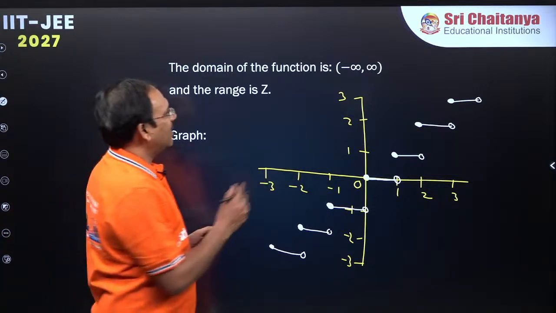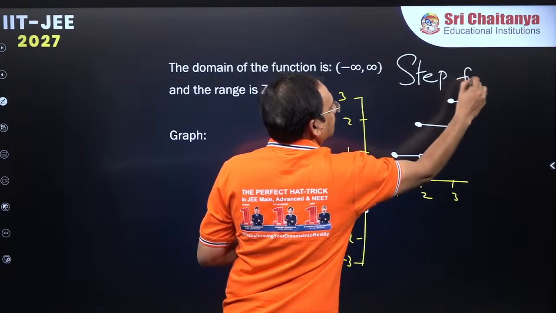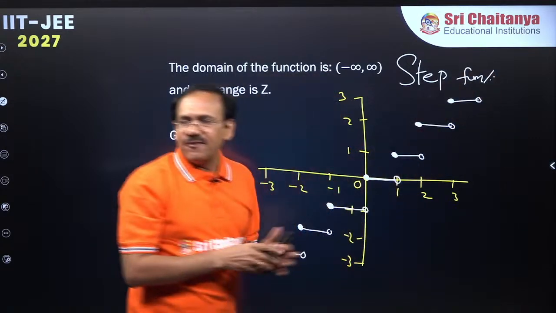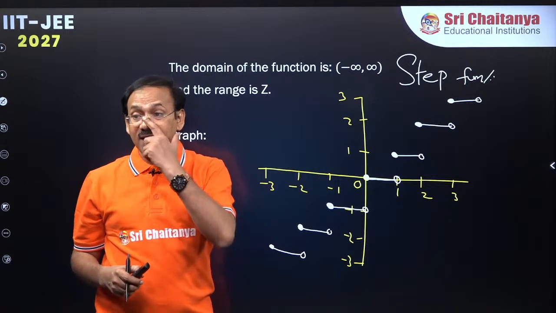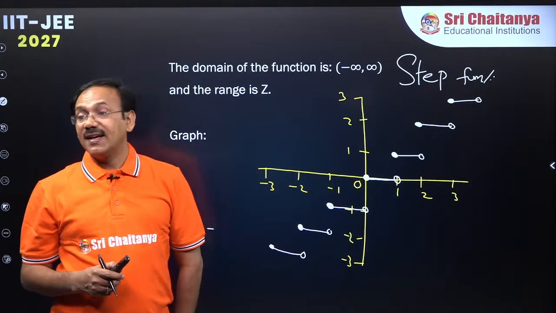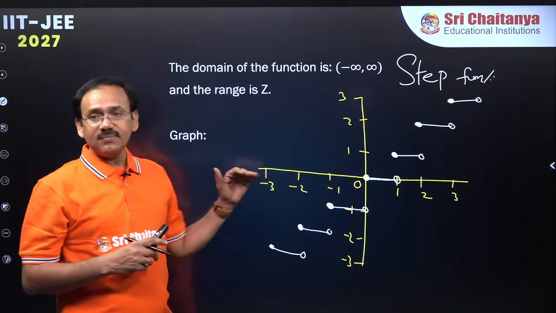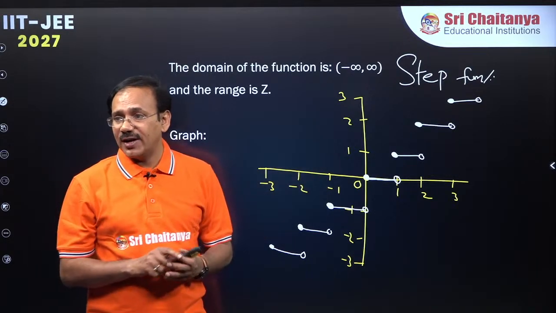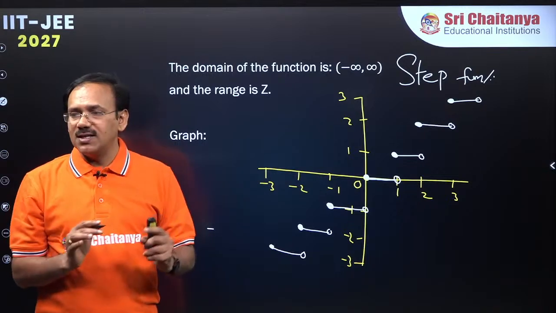So this is why it is also called step function, because the graph is like steps. Its actual name is GIF, greatest integer function. Okay, its actual name is greatest integer function. Okay, fine, dear students. Now somebody asked what is domain, what is range.